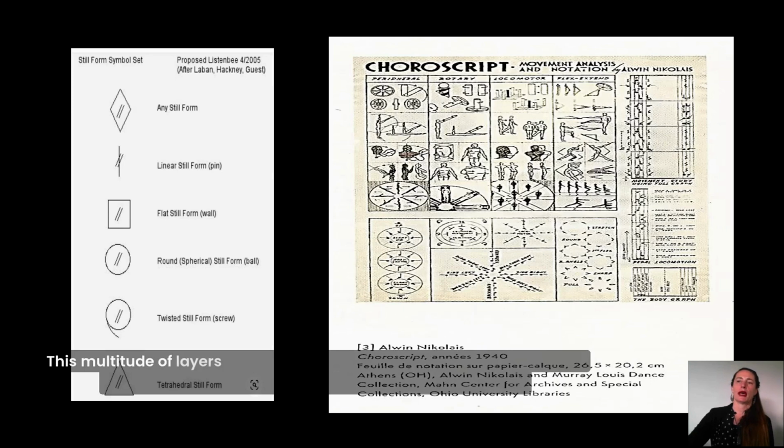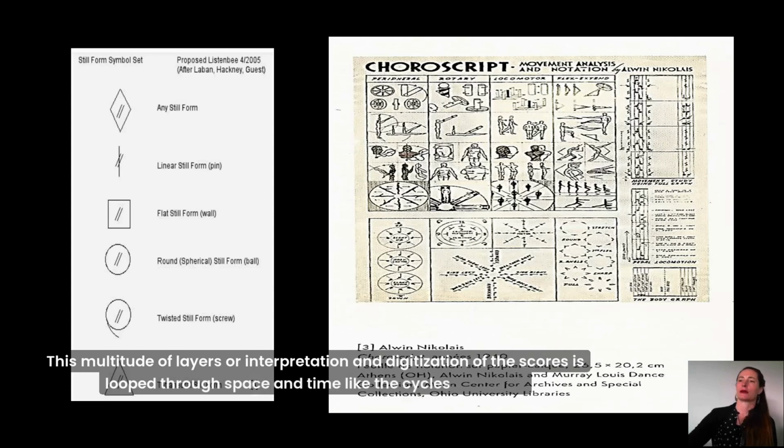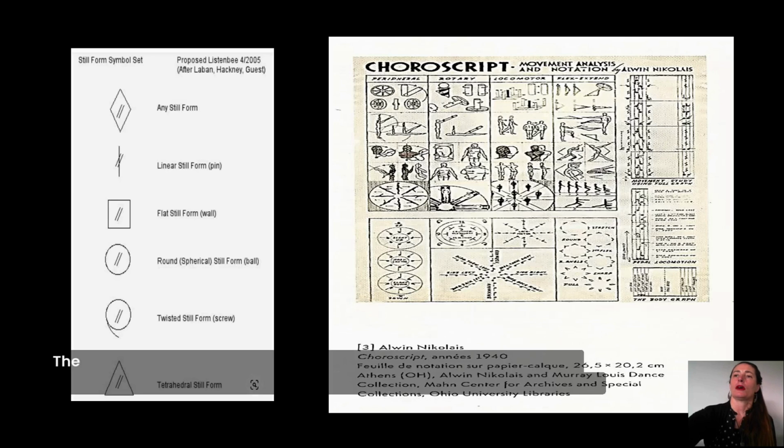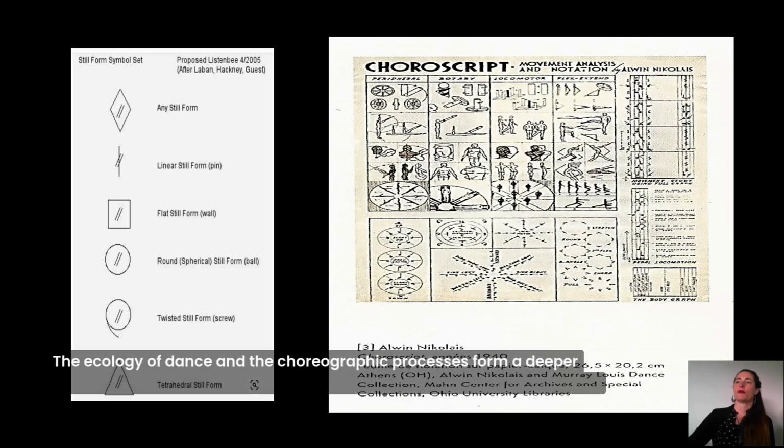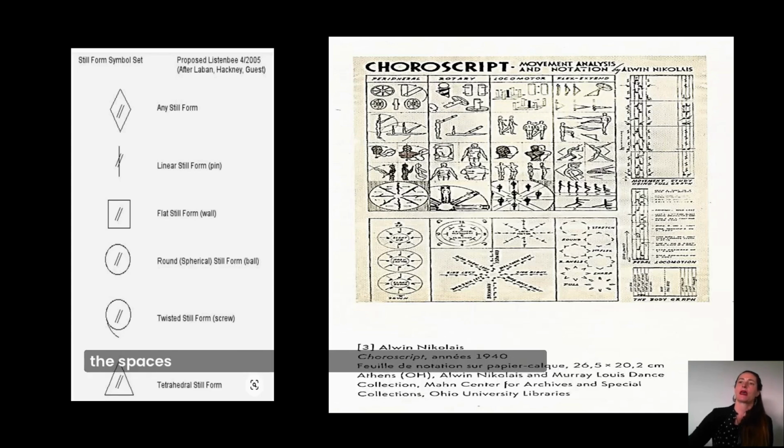This multitude of layers of interpretation and digitization of the scores is looped through space and time like the cycles of nature. The ecology of dance and the choreographic processes form deeper relationships into space and place through the ethereal perception of time and the spaces in which technologies inhabit our physical world.